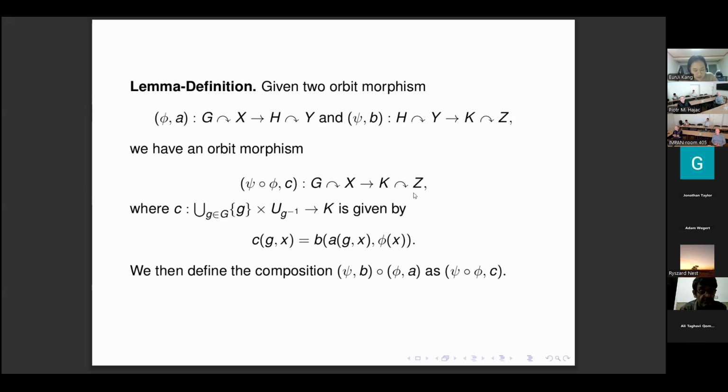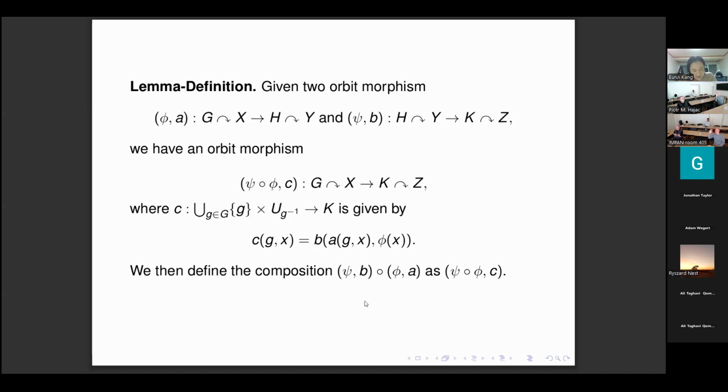And then to create this combined morphism, we also define a new cocycle C, which tells us how to translate between G and K using the two cocycles A and B, especially for any element G and a point X. We first apply the cocycle A and then apply the cocycle B to get the correct action in K.